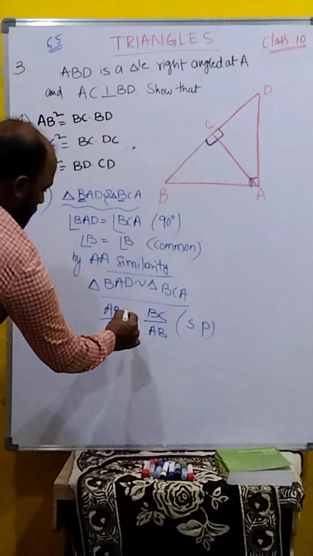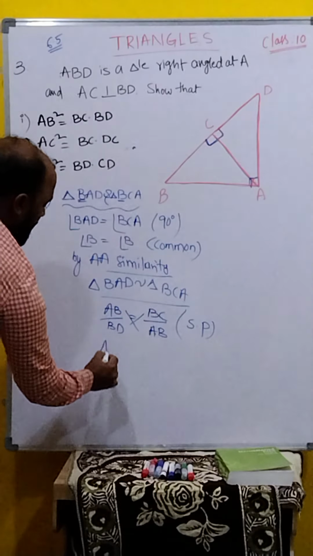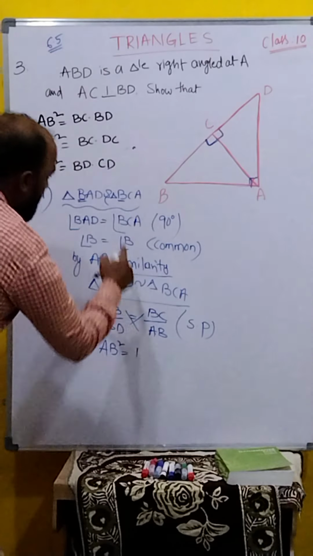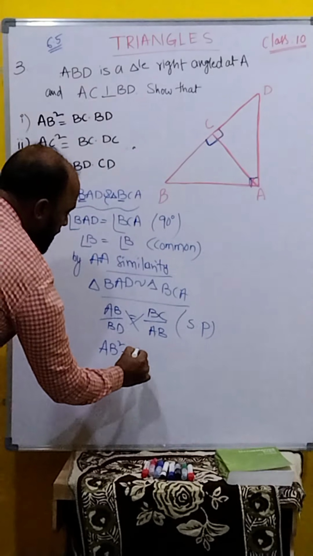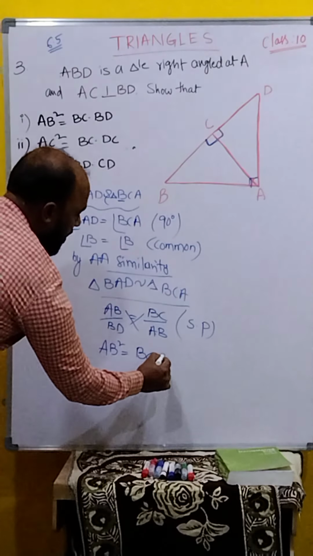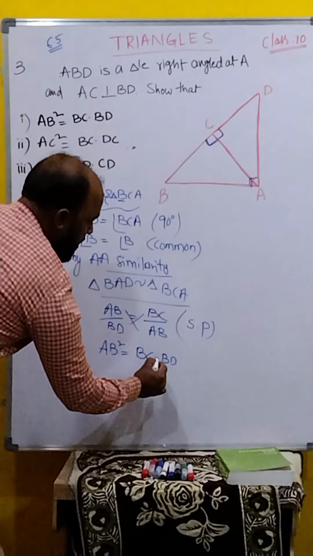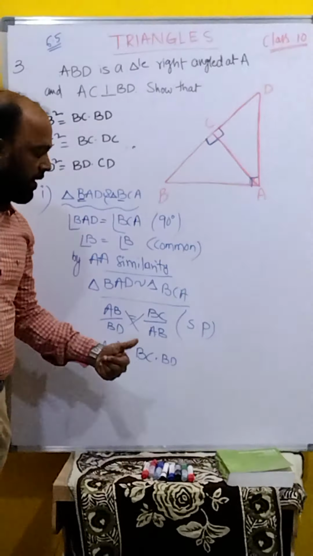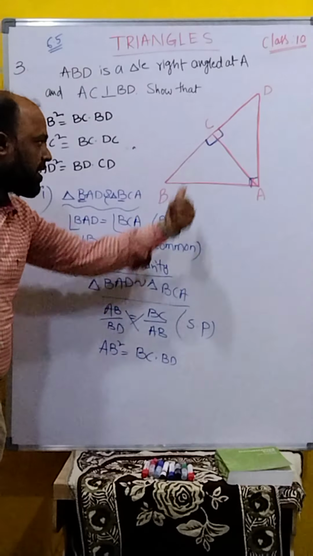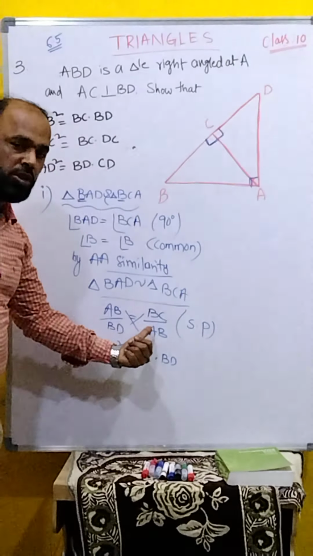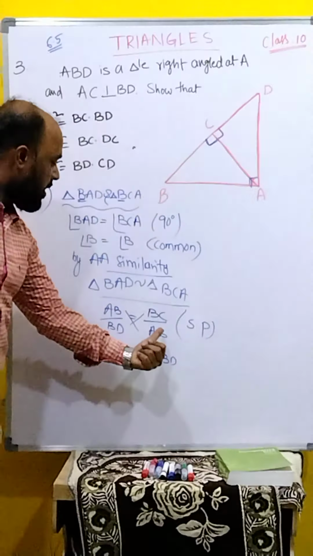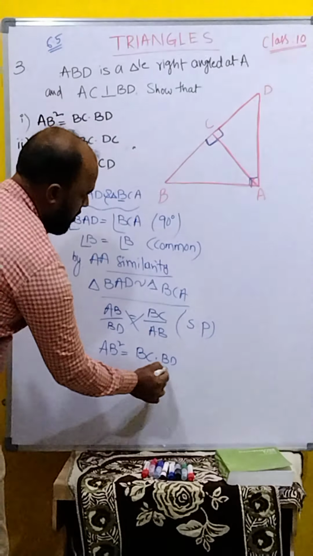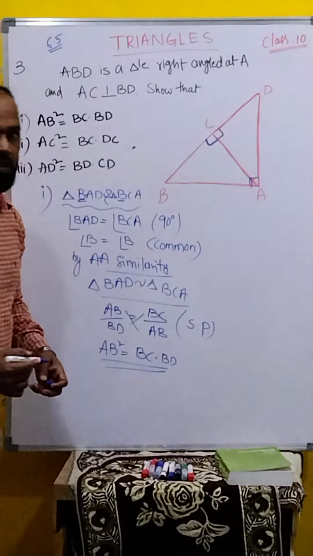Then cross multiply these two. AB into AB, AB square is equal to what we got here, BC into BD. BC we already have here, and into BD. Clear children? First, we have to prove both the triangles are similar. Then, in similar triangles, the sides are in proportion. Then cross multiply: AB square is equal to BC into BD. That is the first one proved. Clear, children, in this?